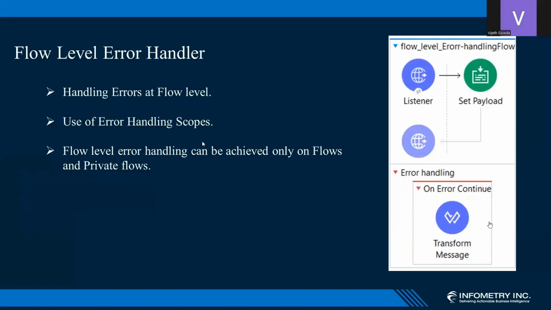And one more thing: a flow level error handler can be achieved only in flows and private flows, but not in subflows, because subflows cannot have their own error handling strategy. So that's why we can only handle this at the flow level in flows and private flows. We go for the flow level error handler whenever we need a separate exception strategy particular to that flow.